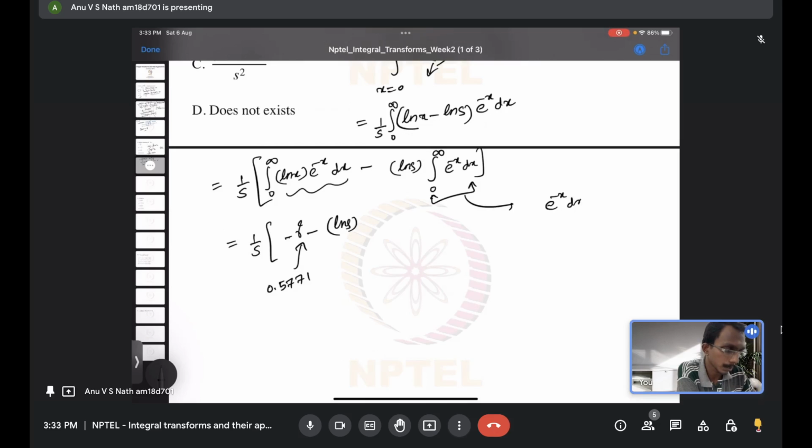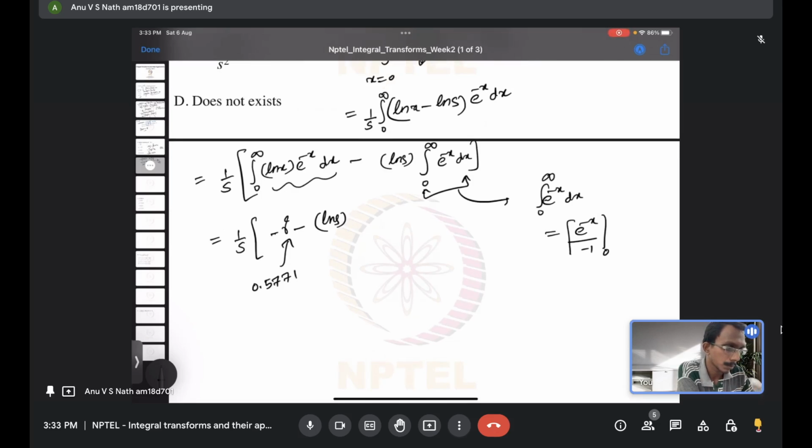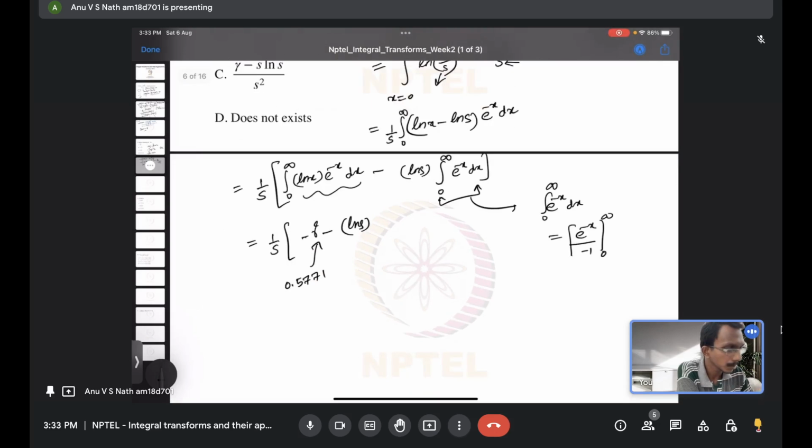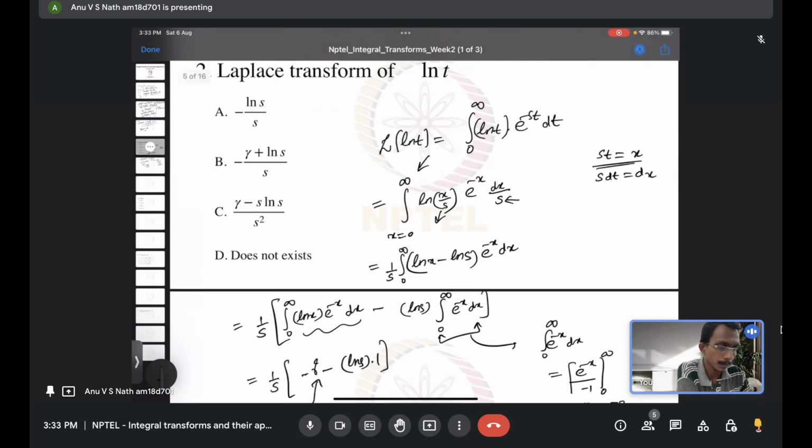The integral of e raised to minus x dx from 0 to infinity is e raised to minus x divided by minus 1, applying the limit 0 to infinity. So it's e raised to minus infinity minus e raised to minus 0, divided by minus 1. That is just plus 1, right? So that's what I am going to do here: it's ln s times 1. That means minus gamma minus ln s, the whole divided by s. That's the solution, which is option B.